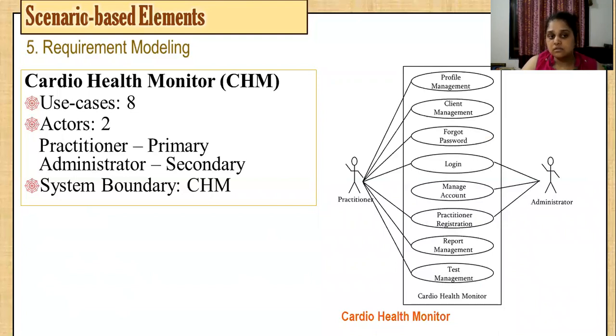Next comes actors. There are a total of 2 actors, the practitioner and the administrator. Here, the main person who is going to use the software is the doctor or practitioner. So he is a primary actor, whereas administrator is a secondary actor because he is going to indirectly maintain the software for the practitioner. Next is the system boundary. The whole rectangle that you can see is your system boundary, and it should always have the name of your system mentioned here.